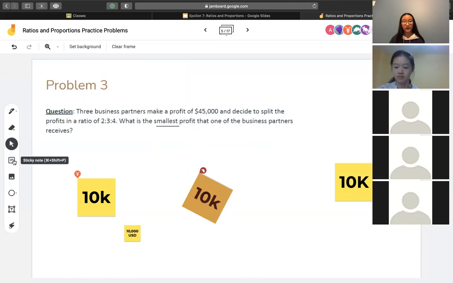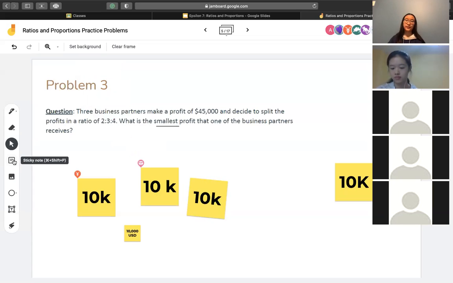Well, first, we see the ratio is 2 to 3 to 4. And then that means that the profit of $45,000 has been split into 9 equal parts because 2 plus 3 plus 4 equals 9. And so if you divide 45 by 9, you get 5,000. So that means one part of the profit is 5,000. And the smallest profit is 2 parts. So that's 5,000 times 2 or $10,000.